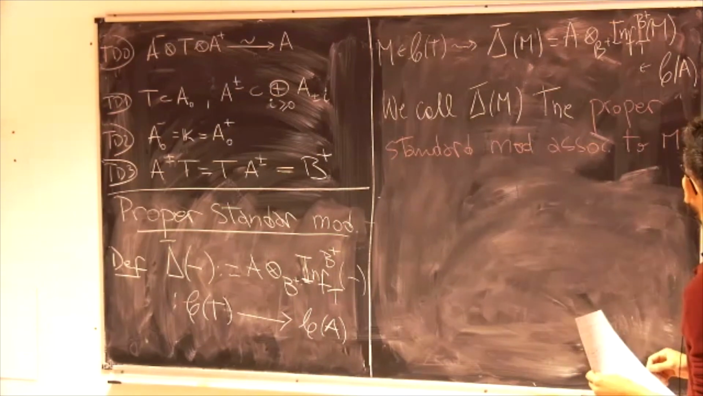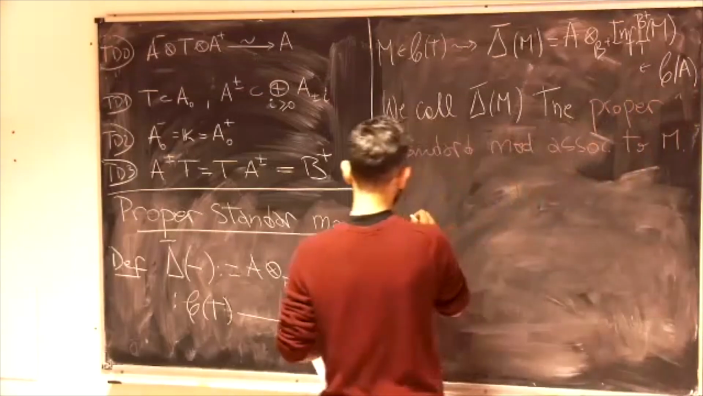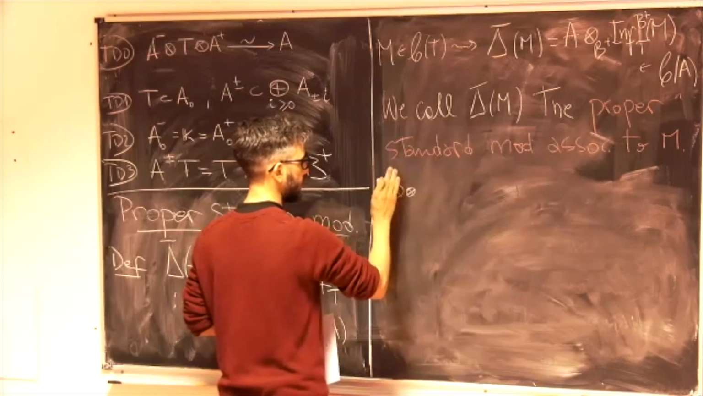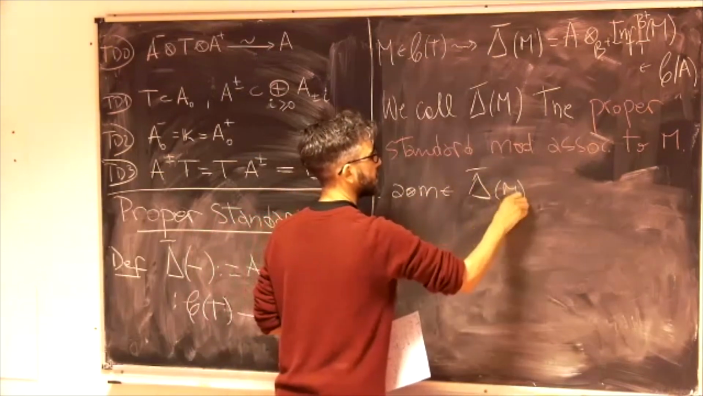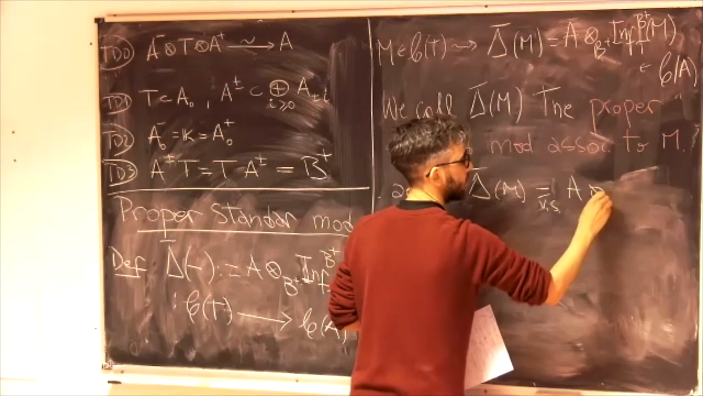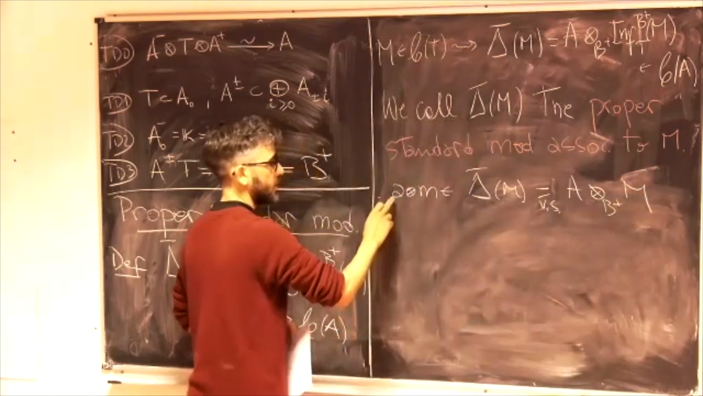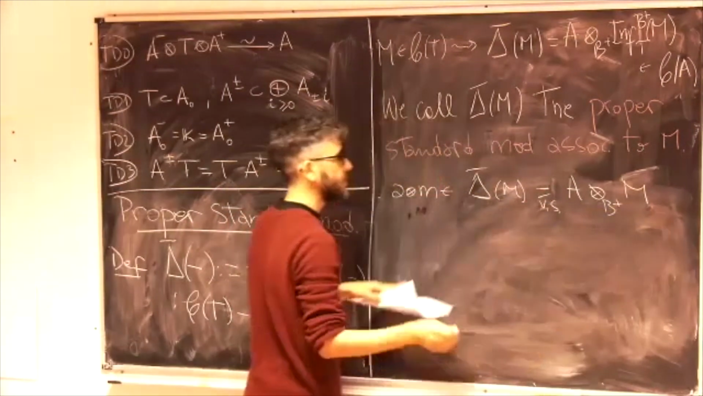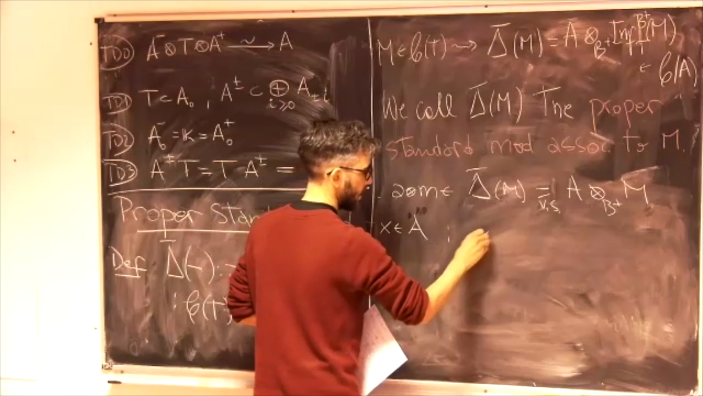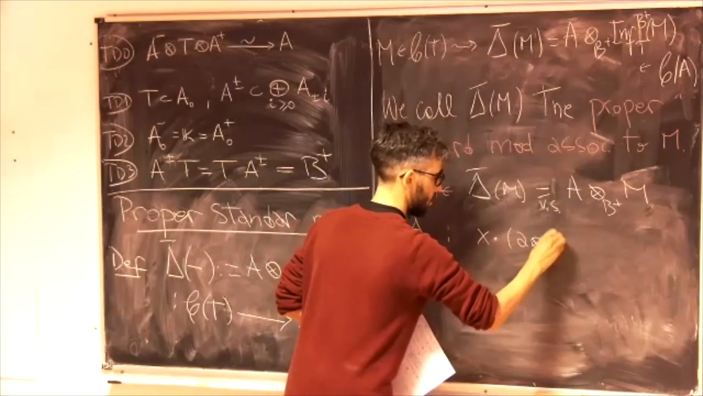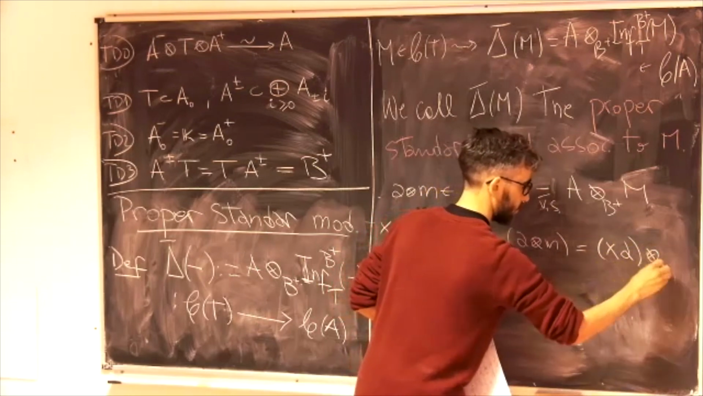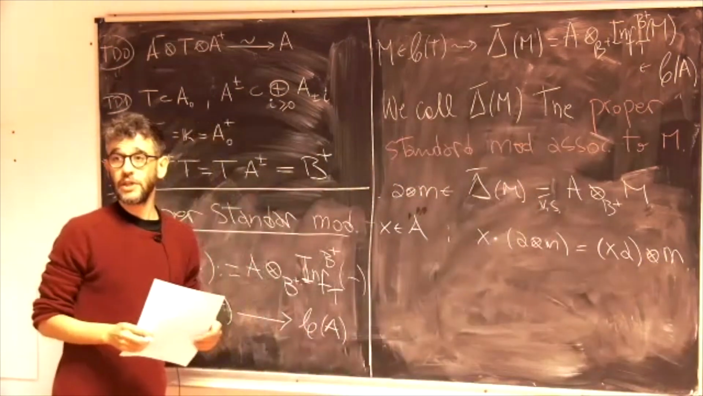Just to be more clear, let me say how A acts on this module. Delta bar M is just a vector space, with elements a tensor m, where a is in A and m is in the module M, and x is in A. How does x act on this tensor? Just by multiplying the first factor. This is the action of induced modules.